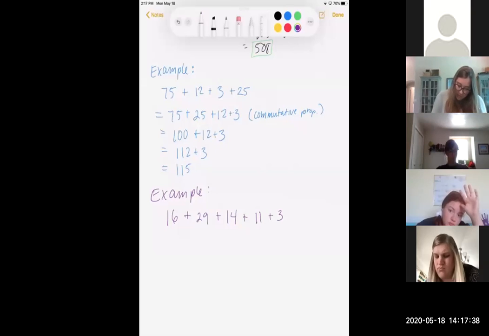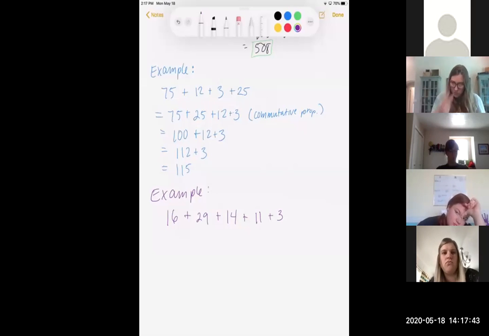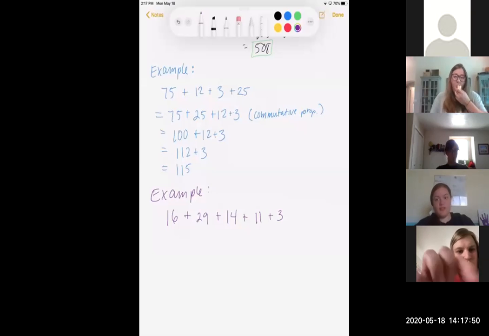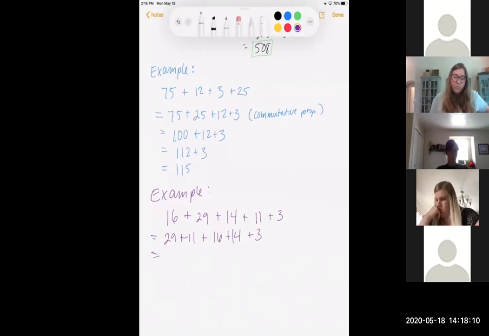Is it okay if we do more than one combination in the same step, or do you want those broken up into each step? Yeah, showing more is better. Okay, Sid, did you have one? Yeah, so I did the commutative property and I switched the numbers to 29 plus 11 plus 16 plus 14 plus 3.